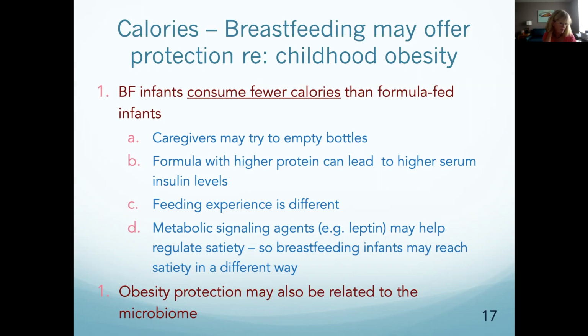Okay, and the second point there should be a number 2. I just noticed this after I uploaded it. That should be a 2, obesity protection at the bottom.